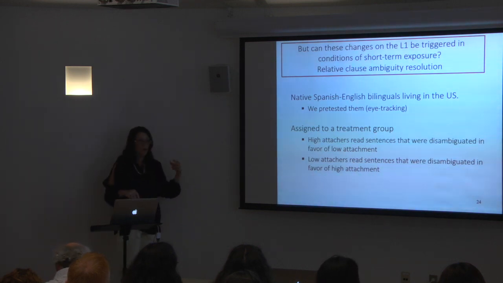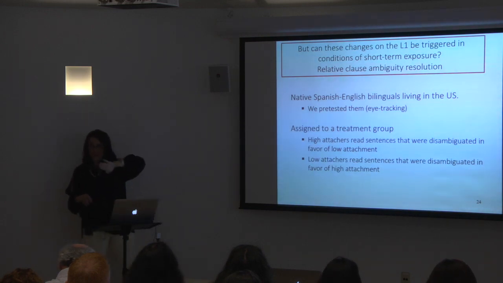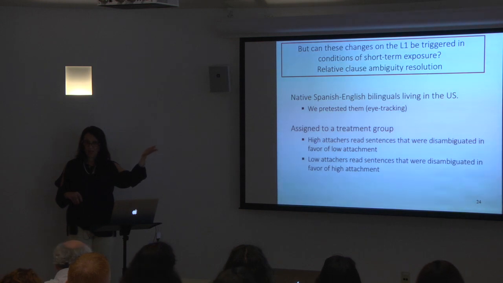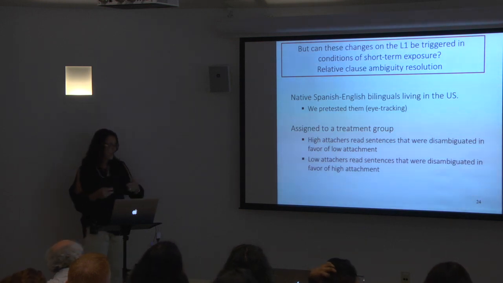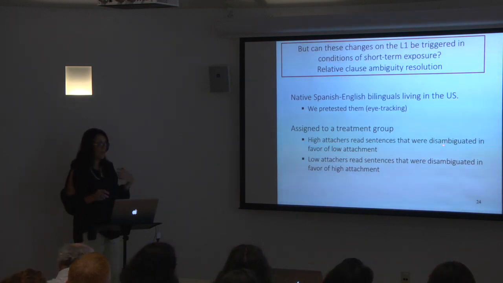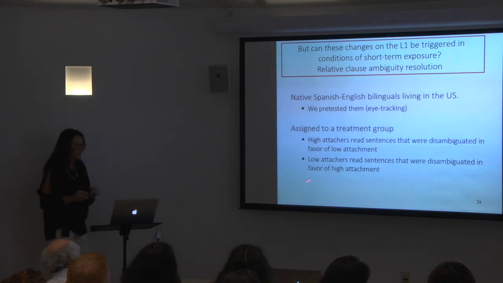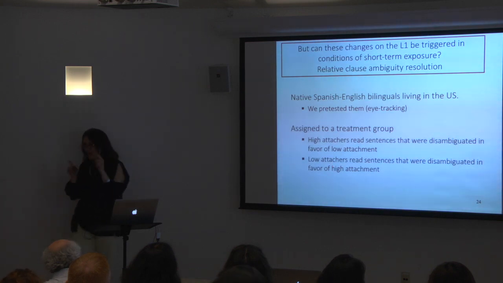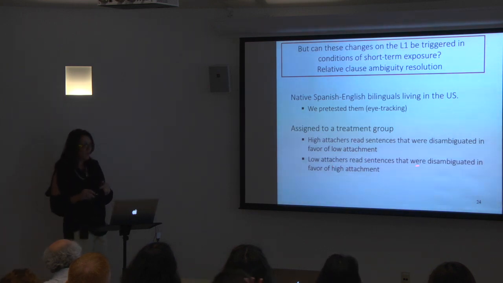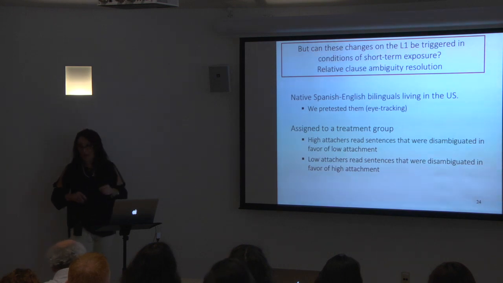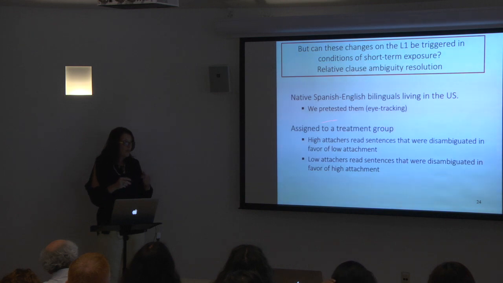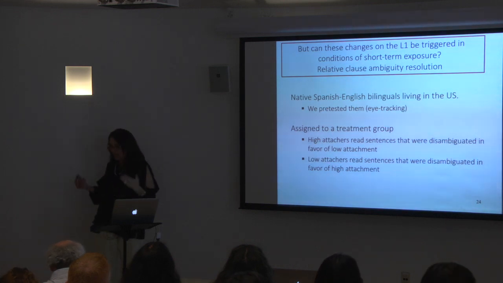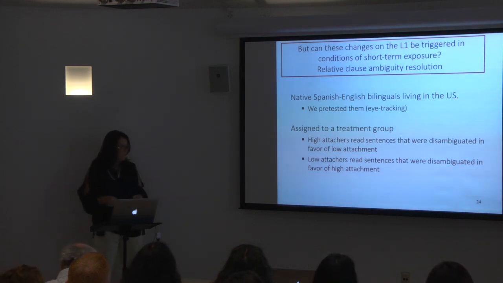The high attachers read sentences that favor the opposite attachment that they were used to engaging in. So the high attachers read sentences that were disambiguated in favor of low attachment, of the opposite attachment. And the low attachers, people that do what English normally does, read sentences that were disambiguated in favor of high attachment. All right? Now, these bilinguals receive the treatment either in Spanish or in English. Okay?